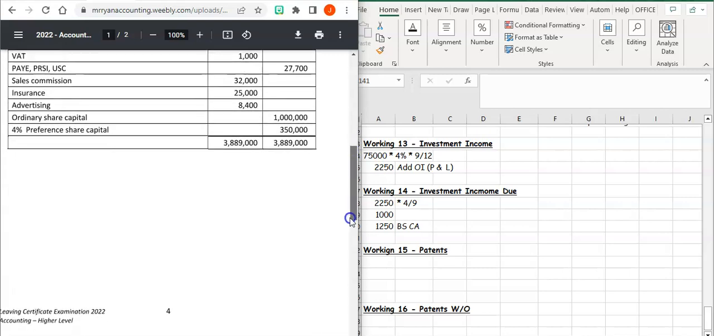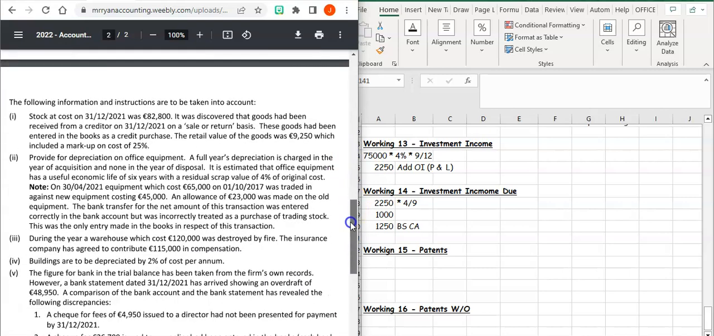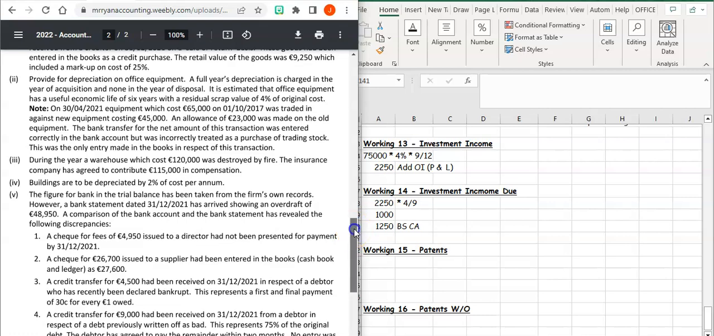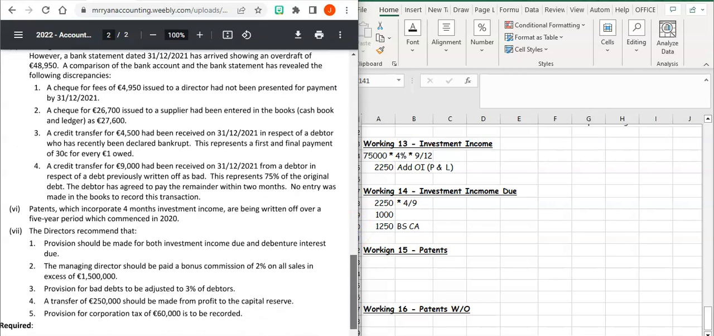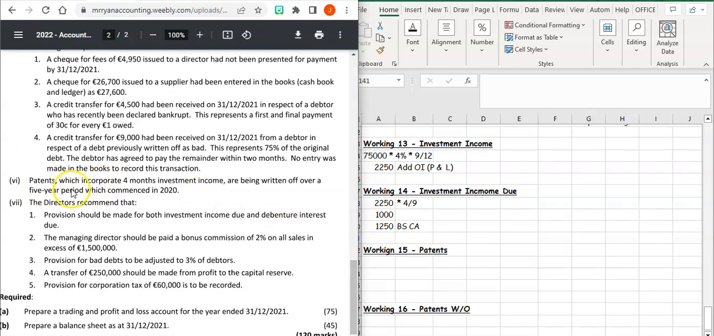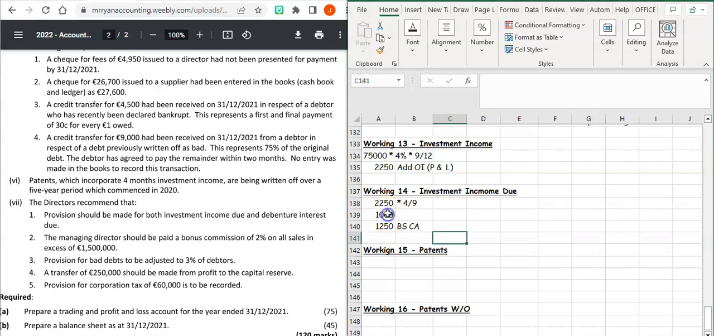Then, as the adjustment down here as part of the question says, for some reason we have received 4 months investment income, but we've put it into our patents. So that 4 months that we have received is 1,000. So that means we need to take it out of our patents and put it into our investment income. That's telling us how much we've left to receive, which is 1,250. So that goes into your balance sheet as a current asset.